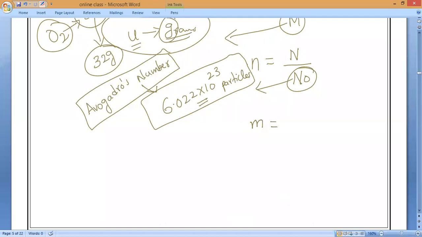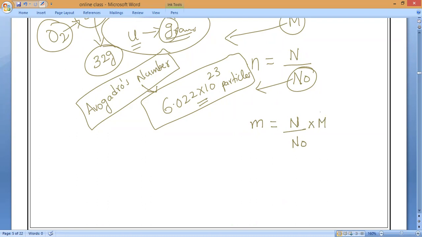What is the formula? All of you should tell. M is equals to, everybody, N into N divided by the given number of particles divided by Avogadro number into molar mass.